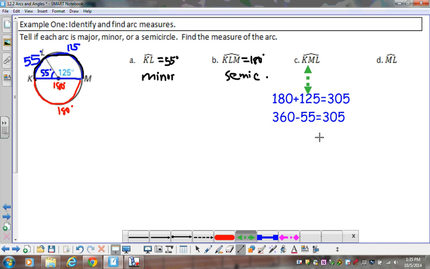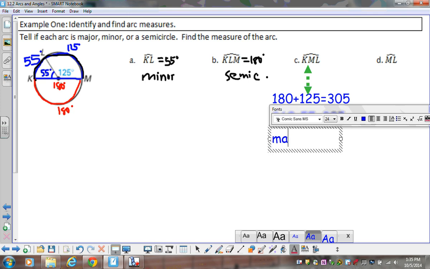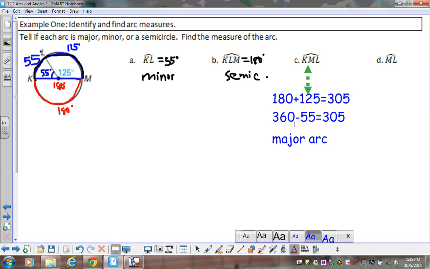Now, because that's more than 180 degrees, that's going to be a major arc. So we'll kind of add that piece underneath this. I'm going to learn how to spell again. There we go. So that's a major arc. A little bit easier to read. All right, so there's part C.